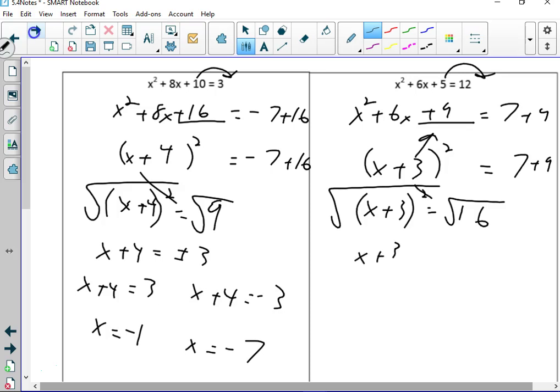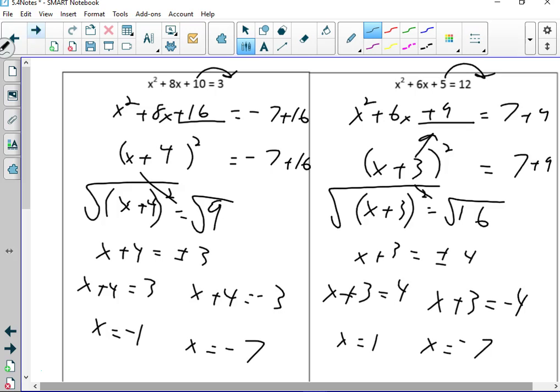So, x plus 3 equals plus and minus 4. So we're going to do it twice. X plus 3 equals positive 4. X plus 3 equals negative 4. Subtract 3. 4 minus 3 is 1. Subtract 3. X is negative 7. Almost the same answer as the previous one, except we got a positive one instead of a negative one.